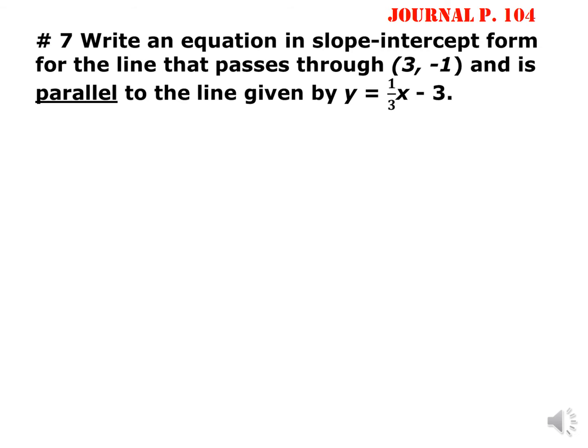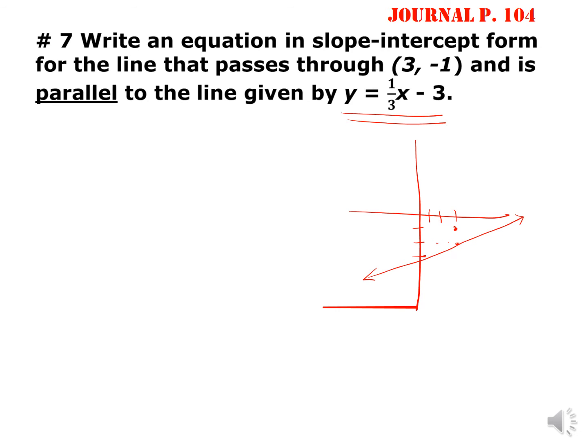Okay, so in this problem, they want you to write an equation in slope-intercept form for a line that passes through the point (3, -1), so let's draw this: 1, 2, 3, -1. And it's parallel to this line. So let's draw that line, 1, 2, 3, and then go up 1 over 1, 2, 3. So this line looks like this, and they want you to create a line that is parallel and goes through this point. Now never assume that your graph is going to be accurate.